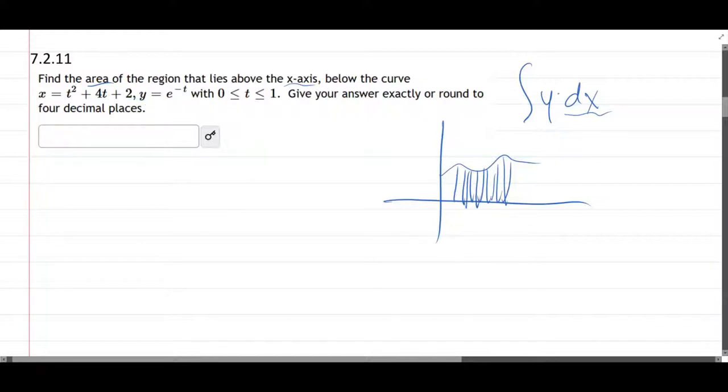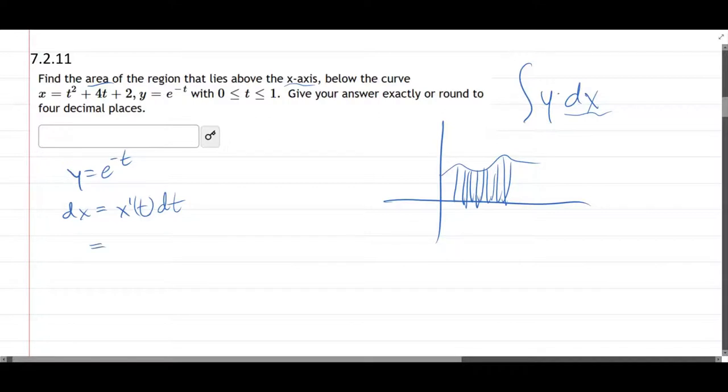Okay, so let's go ahead and set this up. We already have y. So what is dx? This is x prime t dt. Or another way to write it, dx dt is equal to x prime of t, and you just multiply dt to the other side. All right, so all I have to do is compute this.